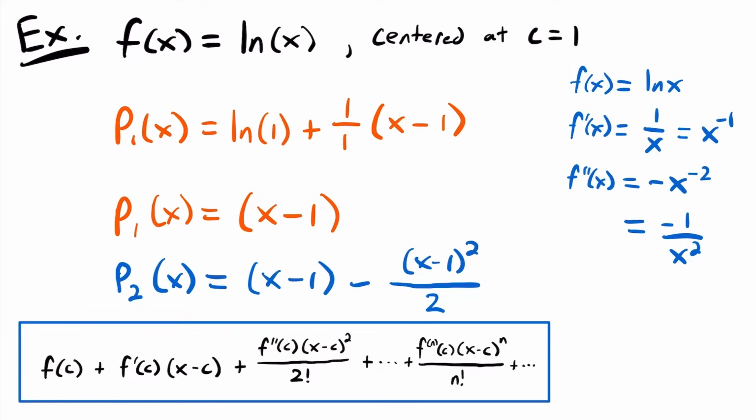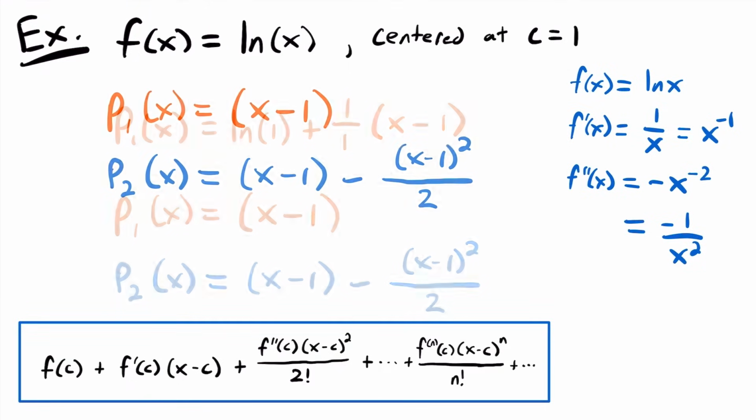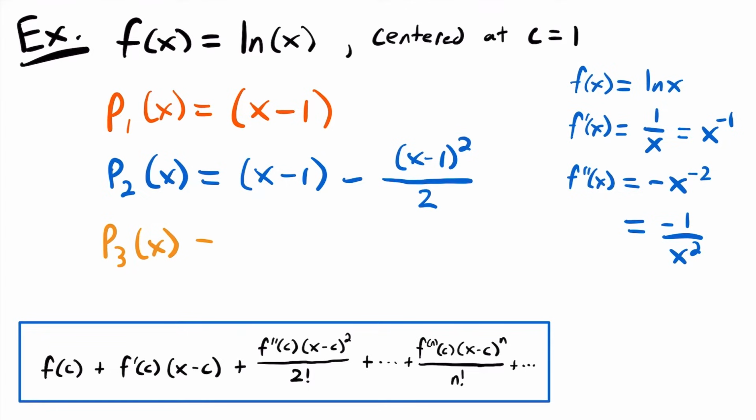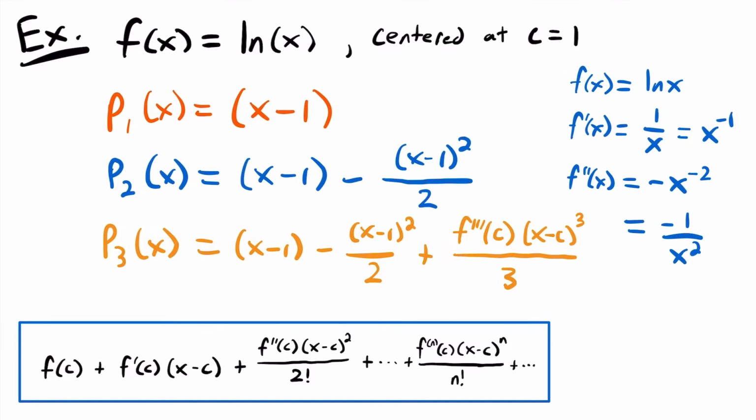Now let's do one more. Let's find the third degree Taylor polynomial. The third degree Taylor polynomial will include all of the terms from the second Taylor polynomial, but we're going to add one more, specifically the term where n equals 3. So we're going to have x minus 1 minus x minus 1 squared divided by 2, and then we're going to add that to the n equals 3 term, which will require that we know the third derivative, right? We want to find the third derivative evaluated at c times x minus c to the power of 3 divided by 3 factorial. That is going to be our n equals 3 term.